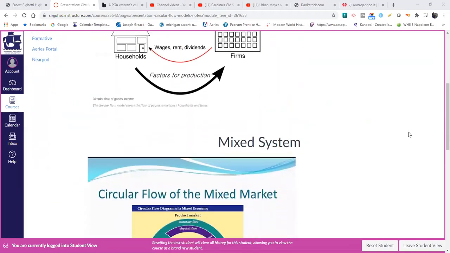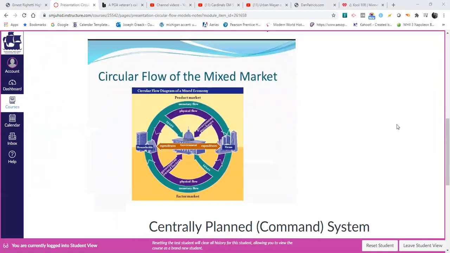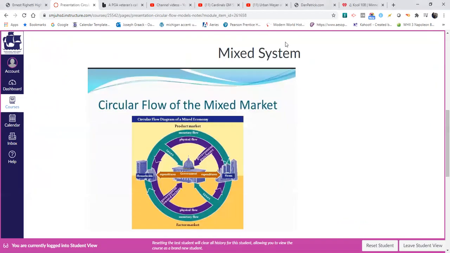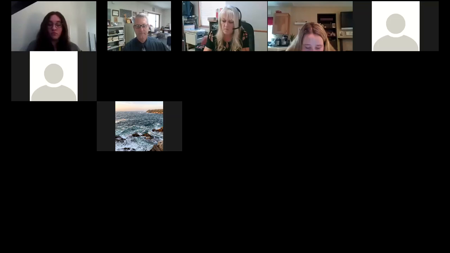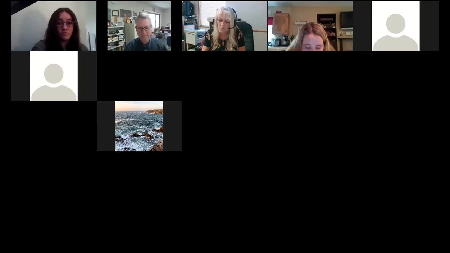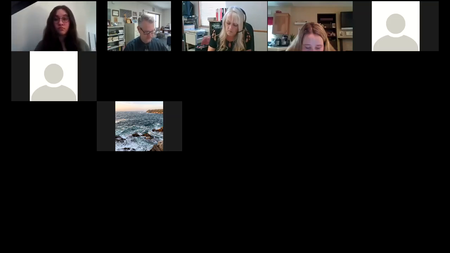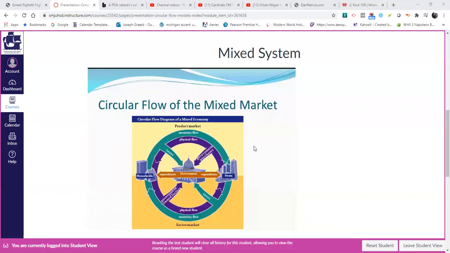Okay, so then scroll down and go to your next picture, which looks like this. So scroll down a little bit on that. All right, and as you can see here, the product market and the factor market is already labeled there for us. So let's divide this economic system this way, since it's already got it labeled for us. So we'll go across this way.